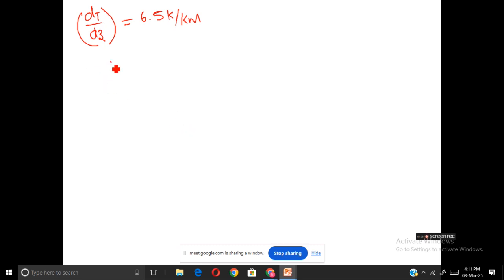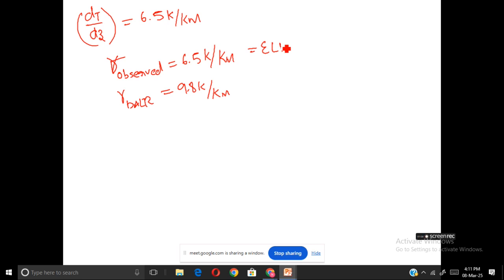So the observed value of lapse rate is generally 6.5 Kelvin per kilometer, whereas theoretically, when we calculate the dry adiabatic lapse rate, it comes to be 9.8 Kelvin per kilometer. This is generally the environment lapse rate. Sorry. Just so you know, this is the actual value that we get by measurements.